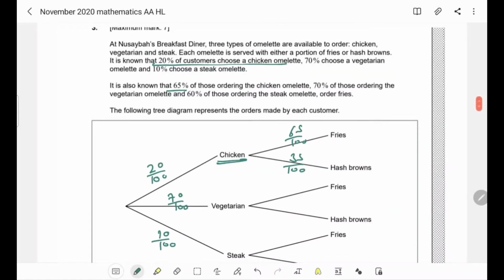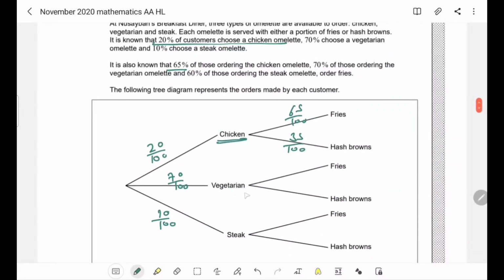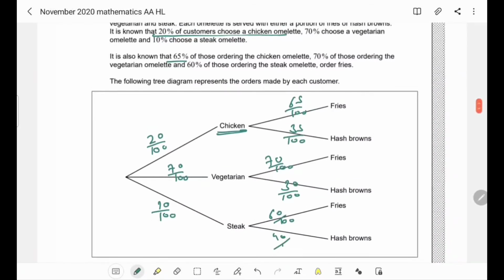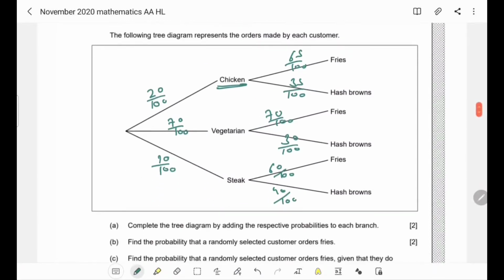Similarly, we are doing it for the others also. Vegetarian choosing fries is 70%, 70 over 100. So choosing the hash browns is 30 by 100. And for steak, it is 60 by 100 and 40 by 100. Now part A is complete.